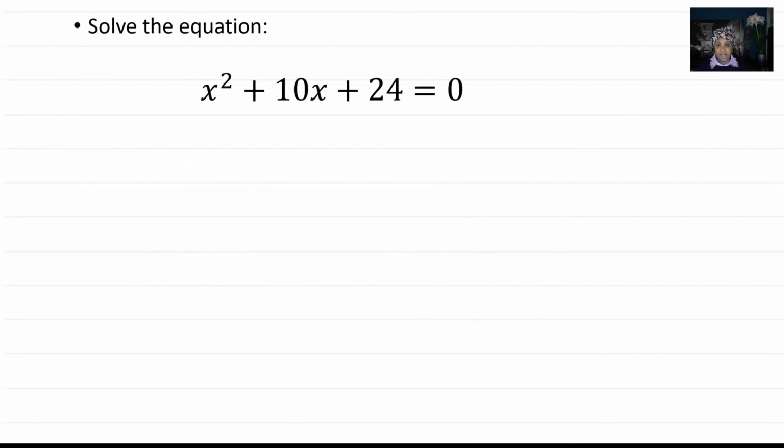Let's do the first example then. We are going to solve quadratic equations. Now I'm going to give you 30 seconds to look at this, okay? Maybe you want to try it first.